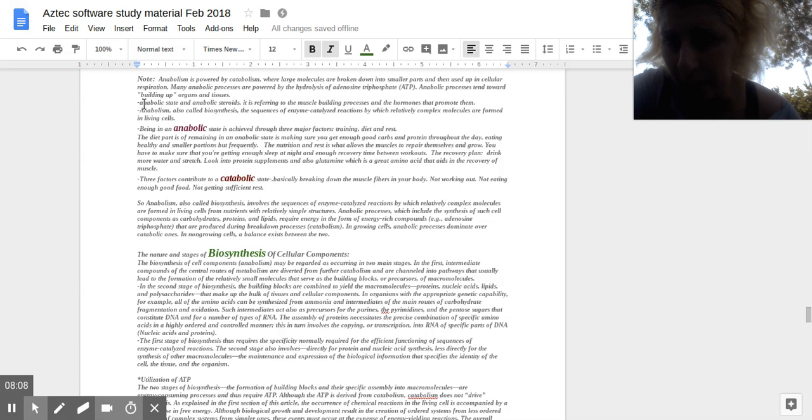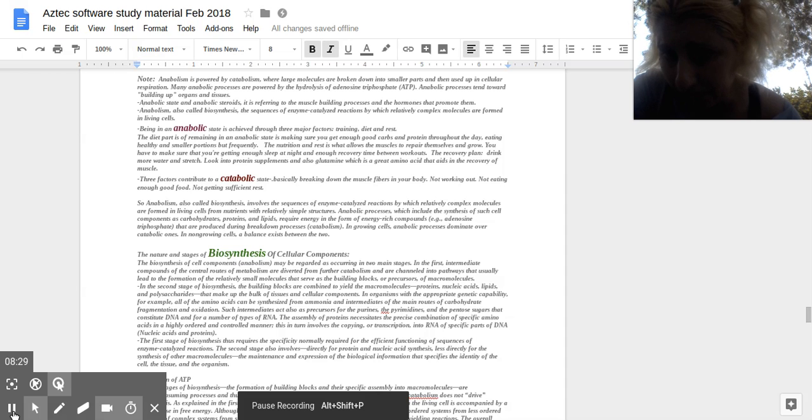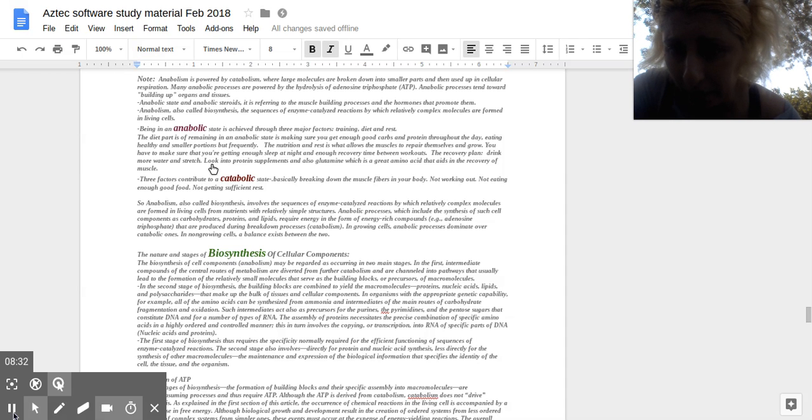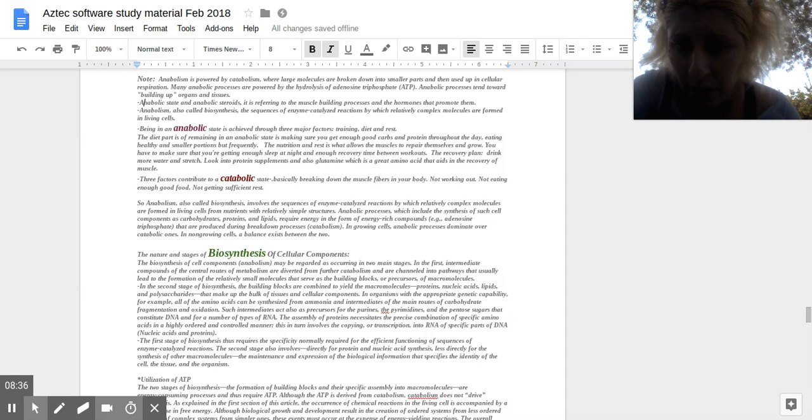Anabolism, or biosynthesis, is the sequences of enzyme catalyzed reactions by which relatively complex molecules are formed in living cells. So being in an anabolic state is achieved through three major factors: training, diet, and rest.